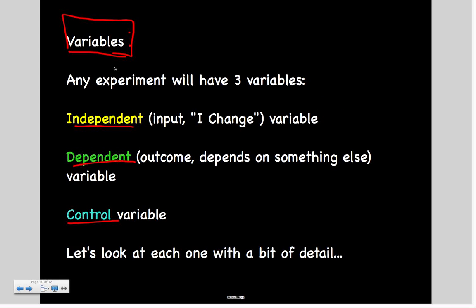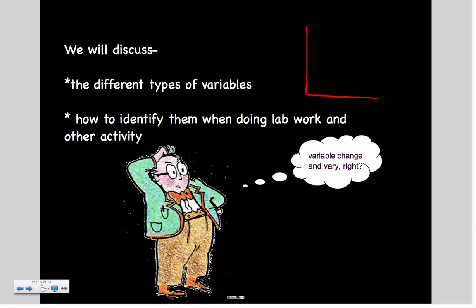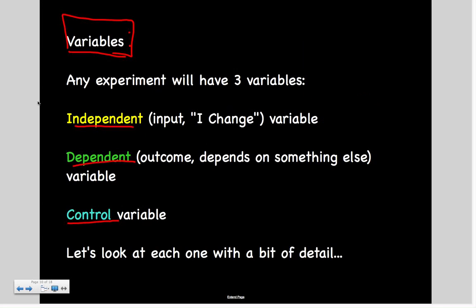So our variables are things that vary. If you caught the little guy over here scratching his head, variables change and vary. If you look, vary, V-A-R-I, vary, V-A-R-Y, that means to change. An independent variable is the one that's the input. It's the one that I, as the experimenter, as the scientist, can change.